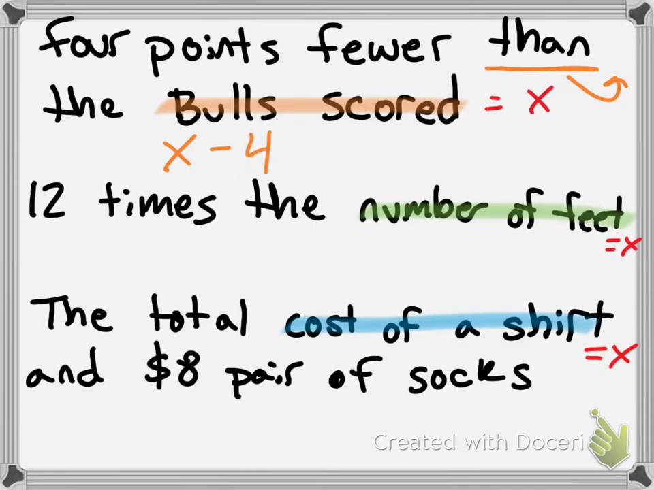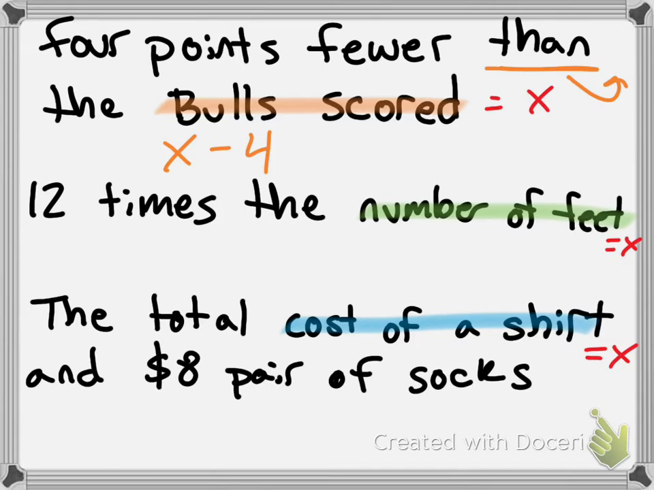What if the Bulls scored 10 points? That means the other people would score 6. If I had 4 minus 10, is that going to give me 6? No, that's not going to give us 6. So we can think about it in terms of just plugging in and making up numbers.